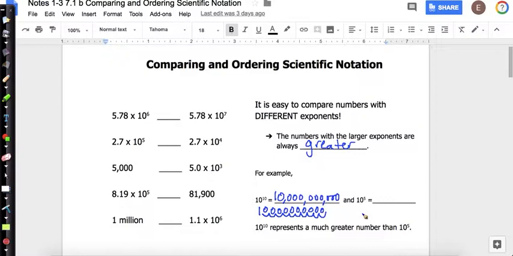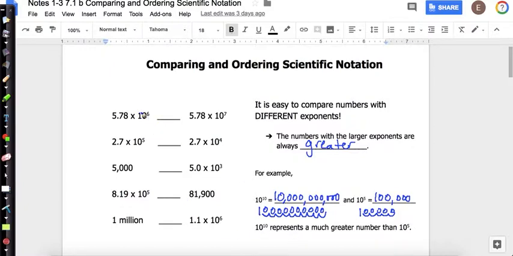And then, of course, 10 to the 5th power, start with the number 1. We have 5 zeros. So we have 100,000. Okay, and clearly 10 billion is larger than 100,000.